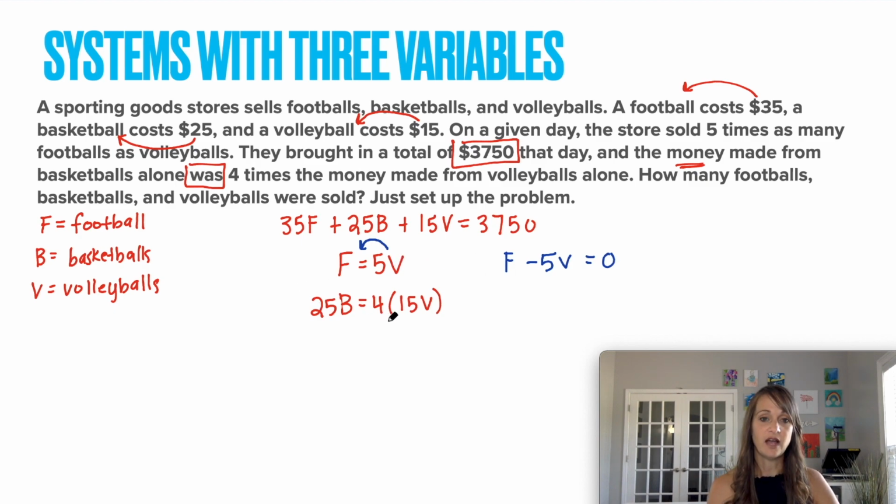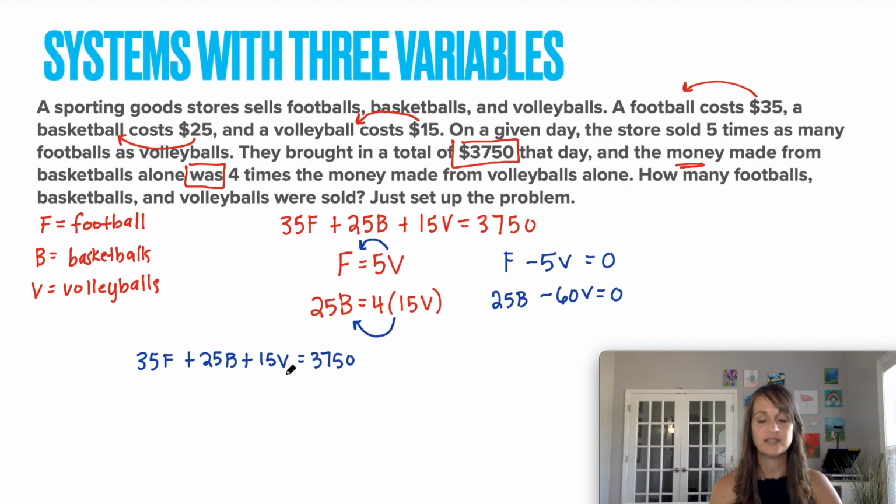And over here, I also will need to subtract the v. So I'll get 25b minus 60v, because 4 times 15 is 60, equals 0. So we have 35f plus 25b plus 15v equals 3750. And then we have f minus 5v equals 0.